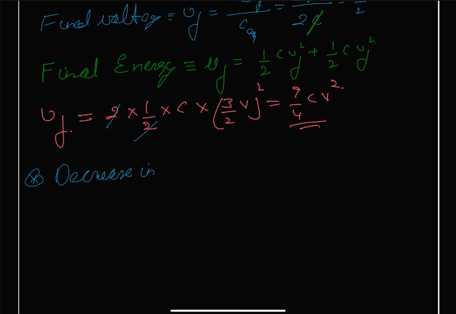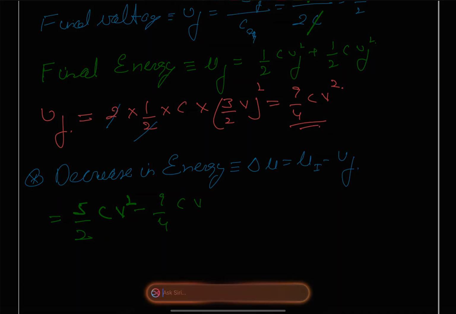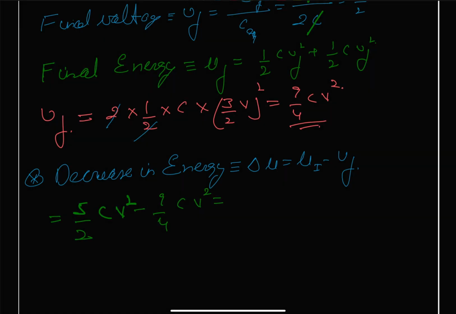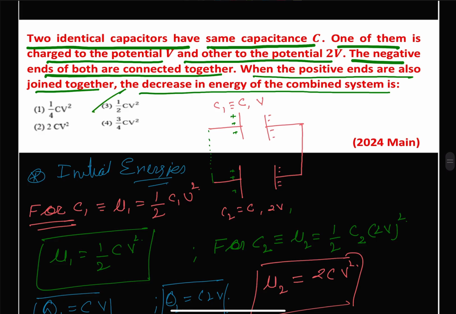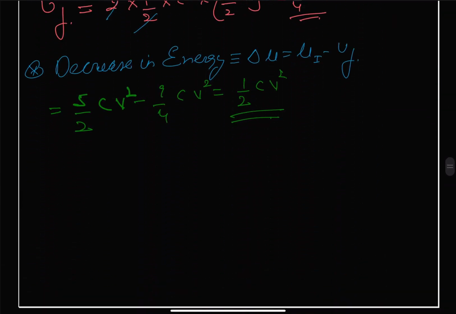Decrease in energy, that is delta U, will be equal to U initial minus U final. Substitute the values. U initial was our 5 by 2 CV square minus 9 by 4 CV square, and 2 with 4 will be LCM, so this becomes 10 minus 9, that is 1 by 4. So we get this half CV square. So this is the decrease in energy, that is half CV square. Option 3 is correct. Next question.